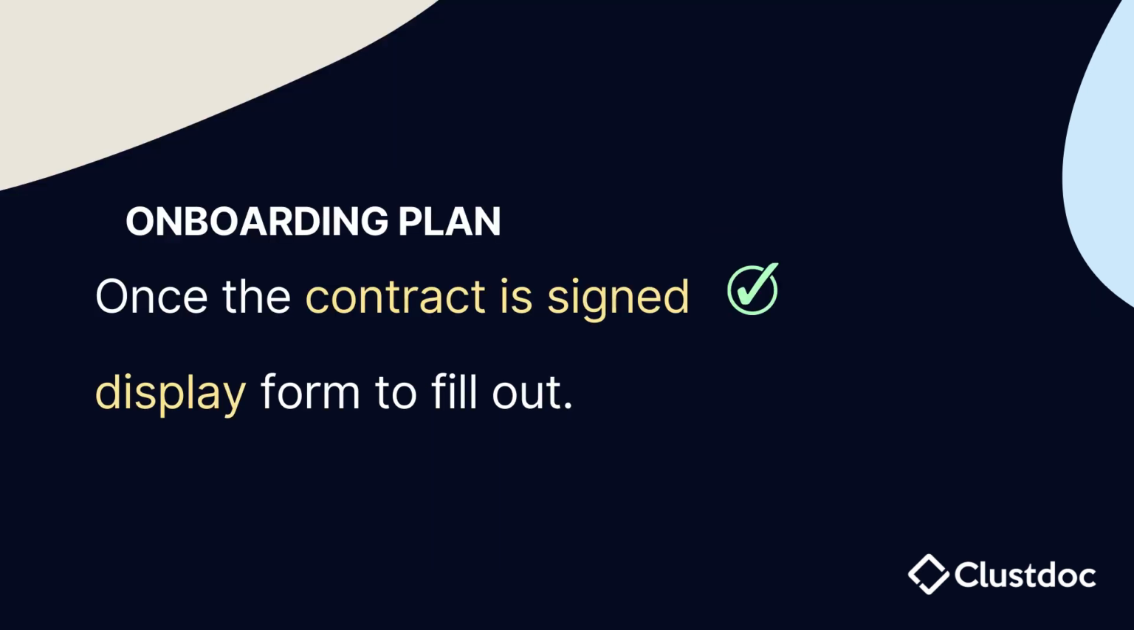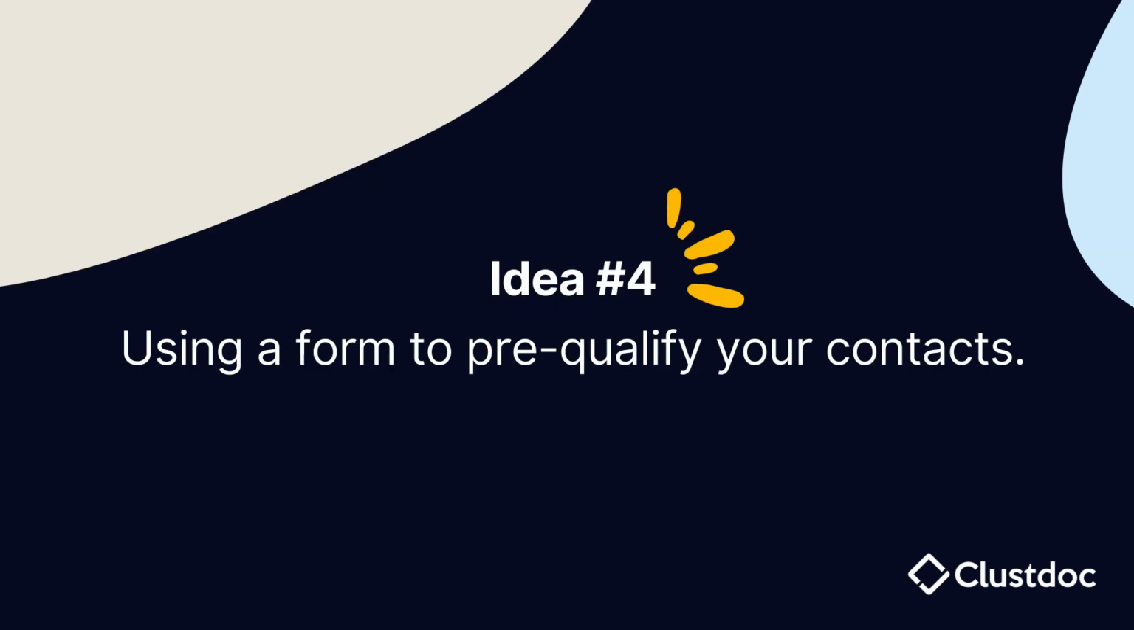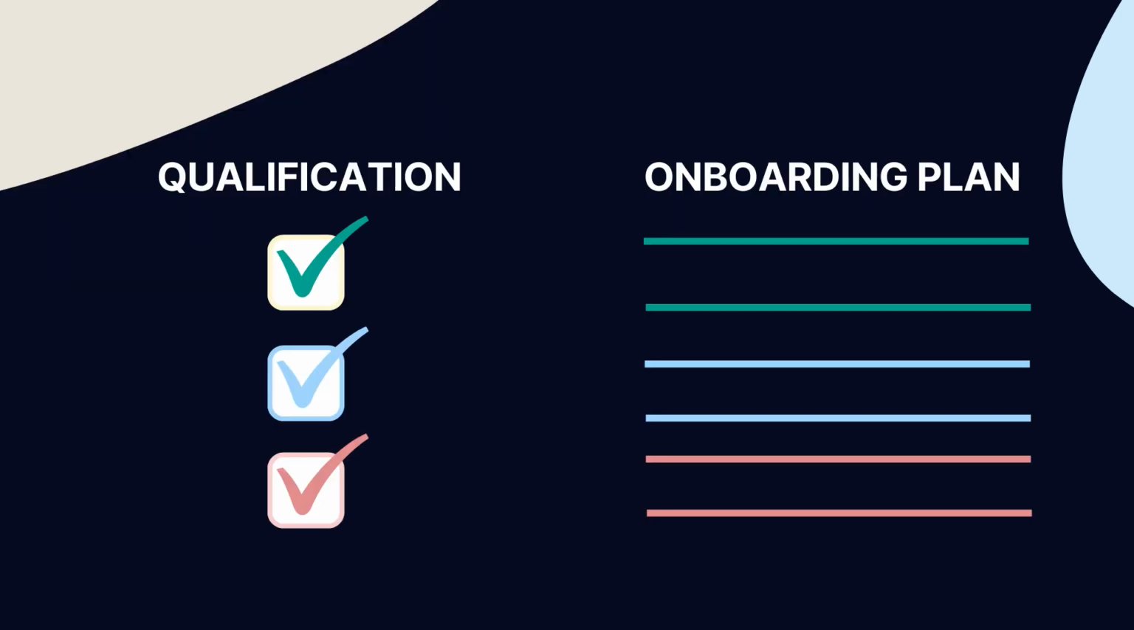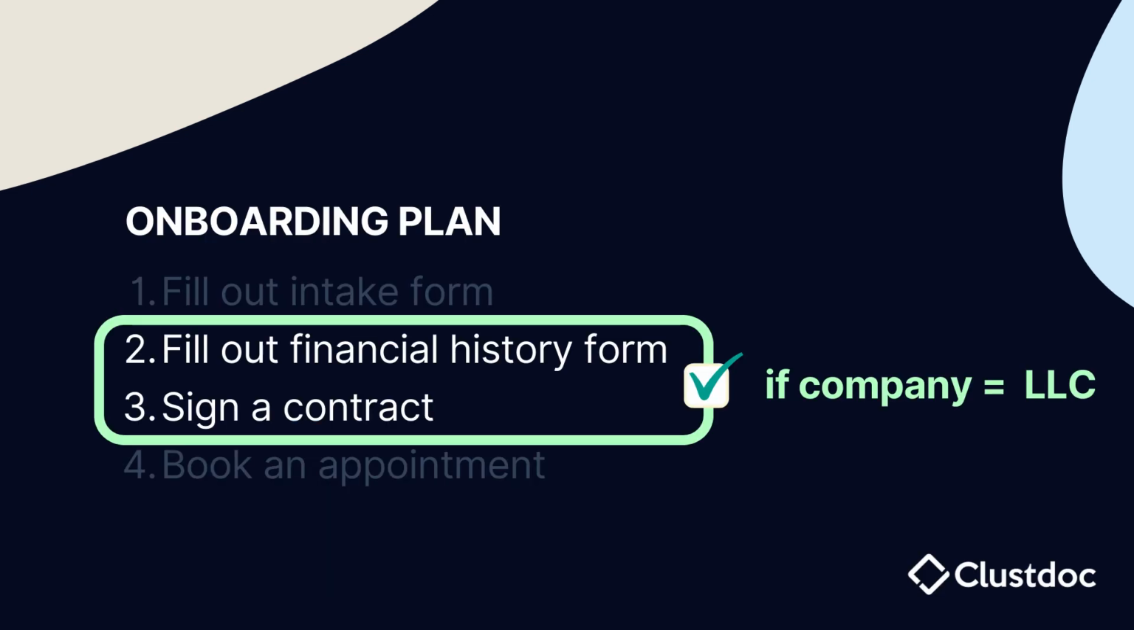Let's say that you have a form that only applies to someone with a specific situation. You could display this form in the onboarding checklist based on certain criteria. Option 4. Using a form to pre-qualify your contacts. This is just perfect for when you want to pre-qualify contacts before they start the onboarding, and also if you require a different onboarding experience based on a contact's situation.